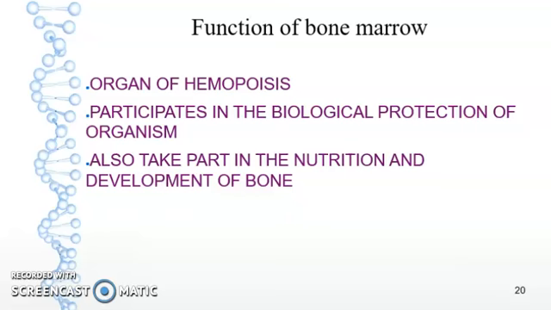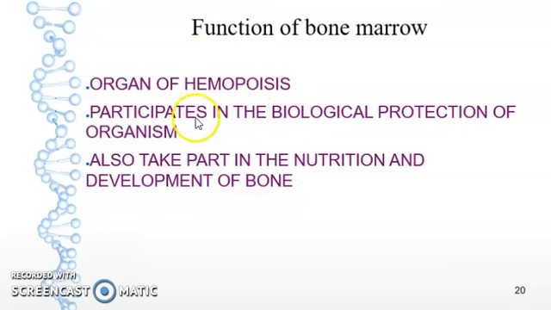The function of bone marrow. What is the function of bone marrow, guys? It's the first organ of hemopoiesis. It participates in the biological protection of the organism. It also takes part in the nutrition and development of bone. It's just basically to understand it as an organ of hemopoiesis.